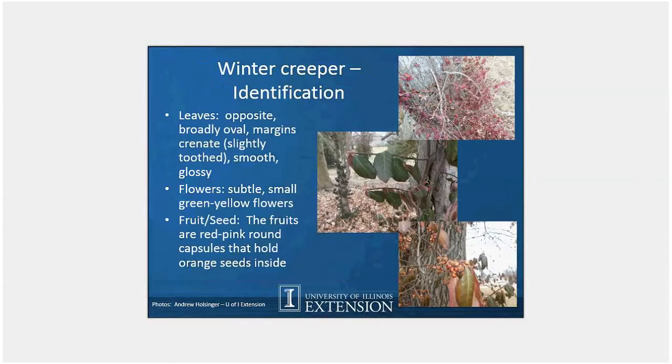So here's some winter creeper identification. It has opposite leaves. They're broadly oval and slightly toothed. The flowers are very subtle. They're small green-yellow flowers. And the fruits are red-pink round capsules, and they hold the orange seeds inside, as you can see in the lower right-hand corner.